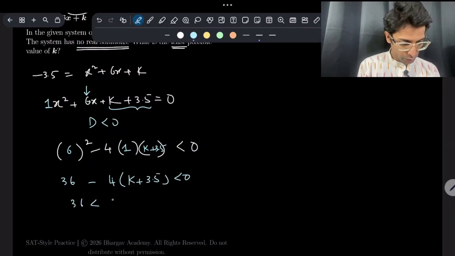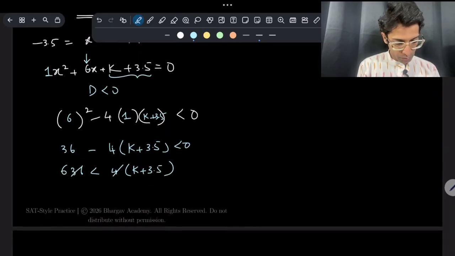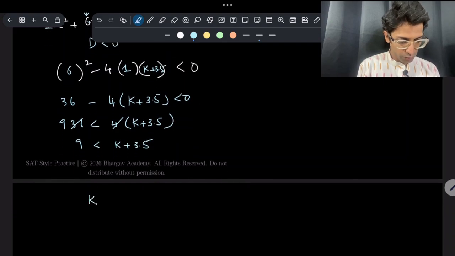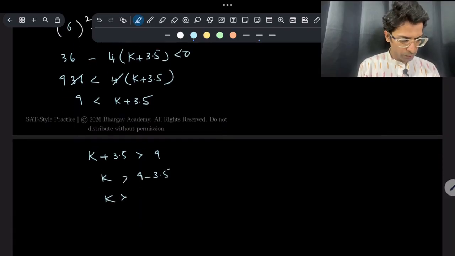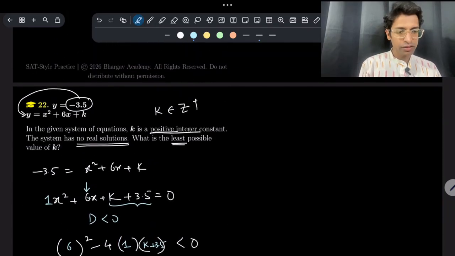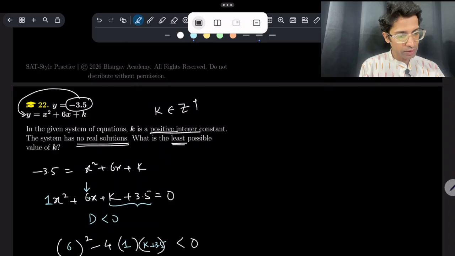36 should be less than 4 into k plus 3.5. I can cancel this out, sorry, this is 9. So 9 should be less than k plus 3.5. From here, if I calculate the value of k, 9 minus 3.5, so k should be greater than 5.5. Am I right? Alright. Now let's do this in Desmos and see how much time it will take there.